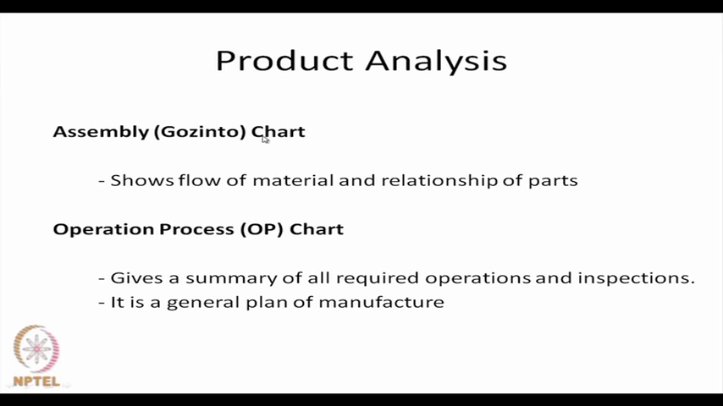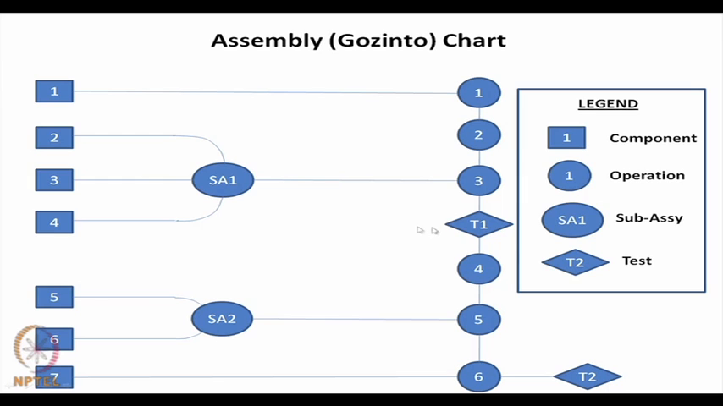Accordingly, it is called an assembly chart or goes into chart. It shows the flow of material and the relationships of parts. An operation process chart is basically a graphical representation of the operations that take place when a process or a part is produced. Let us give an example of a goes into chart.